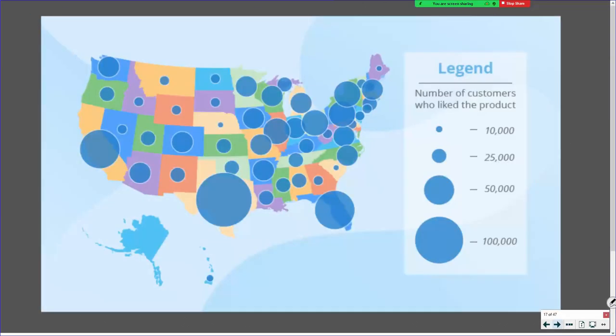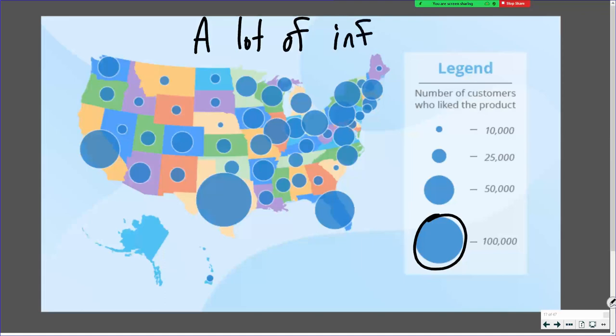Here's another data set. This is the number of customers who like the product. So these huge circles are 100,000 plus, 50,000 plus, and then the smaller the circle gets. These data sets are meant to look at something, and in a second you can just glance at it and get a whole bunch of information, right? Again, it's the whole picture is worth a thousand words thing, right? So a lot of information put into one image, right?